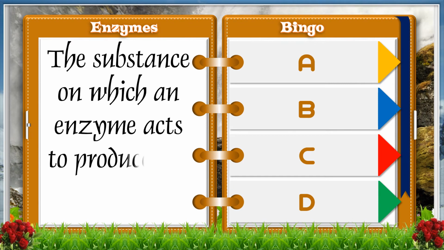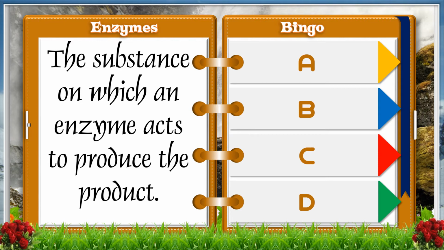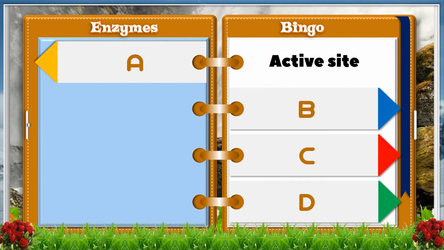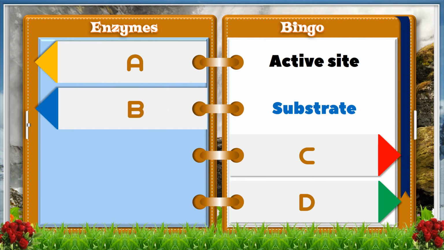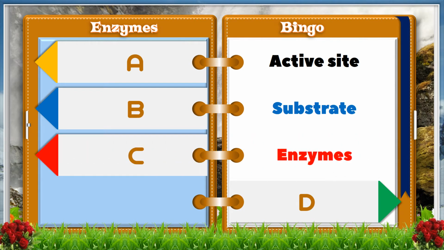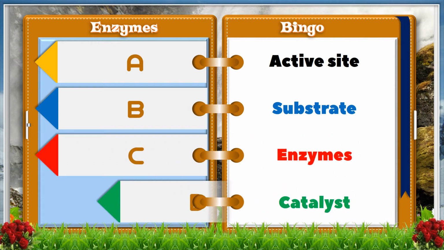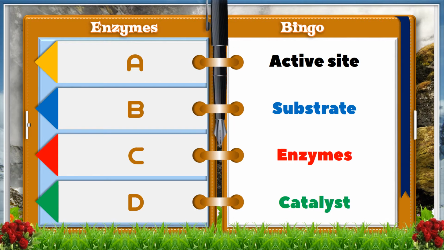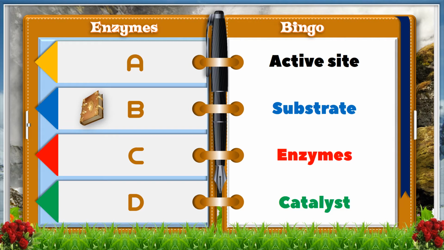The substance on which an enzyme acts to produce the product. A. Active site. B. Substrate. C. Enzymes. D. Catalyst. And the answer is B. Substrate.